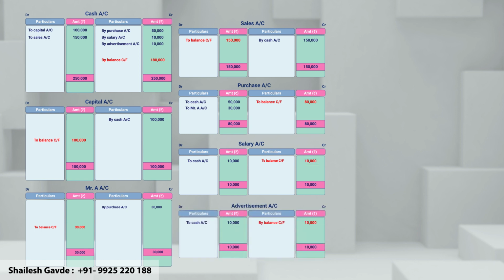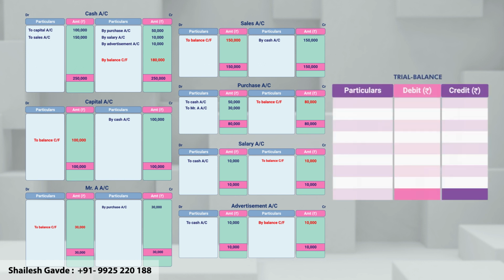So guys, considering these net balances, we will prepare a trial balance. The first I have written is cash account. Cash account, as I told, debit balance of 1,80,000. So on the debit side, we'll write 1,80,000. Capital is having a credit balance of 1 lakh. So on the credit side, I will write 1 lakh.